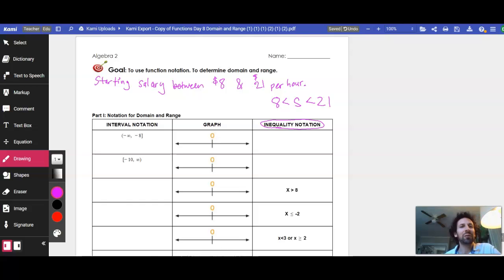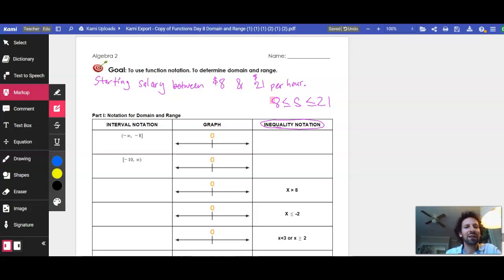Now remember, when you say in English that your salary is between $8 and $21, it really means it includes those numbers. So we need to make sure that we write less than or equal to, and also less than or equal to. So your starting salary is between $8 and $21. This is how we would write that in math notation, using inequality notation.